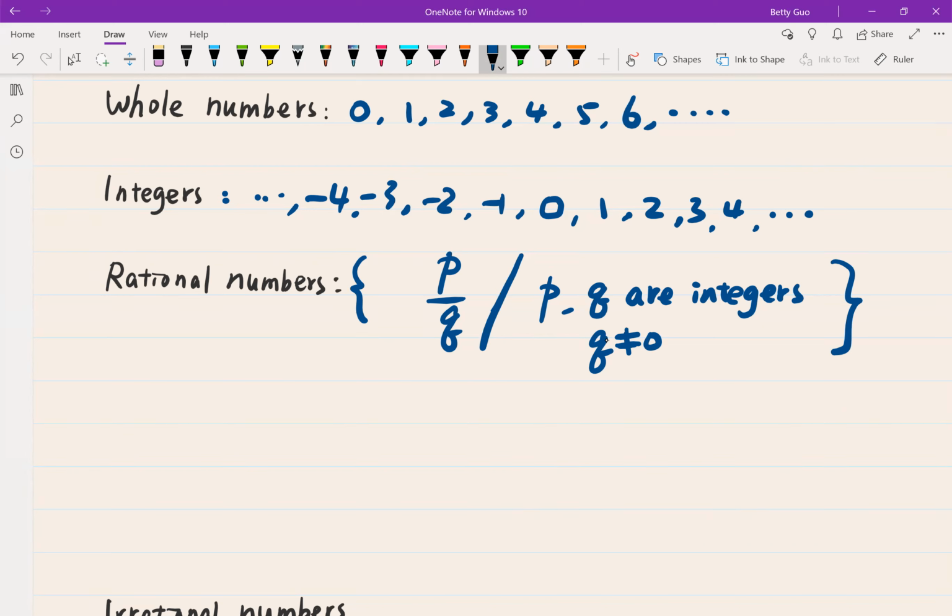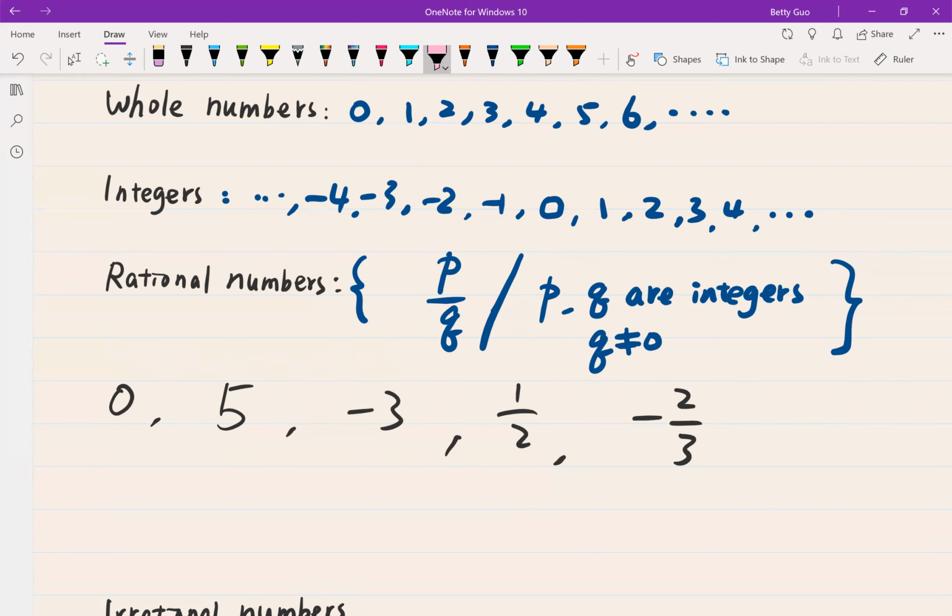I'm going to write some numbers and you determine, you tell me which of them are rational numbers, which of them are not. 0, 5, -3, 1 over 2, -2 over 3. Okay, so just those 5.